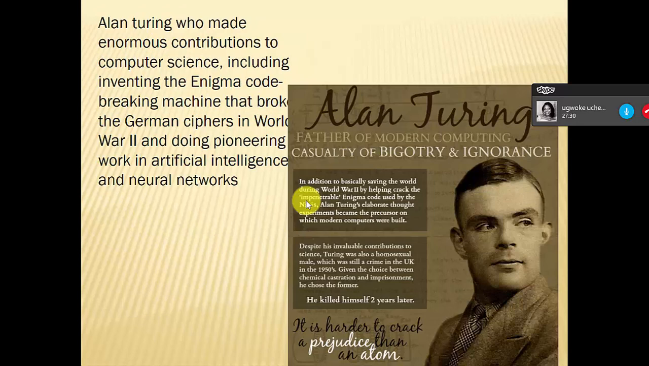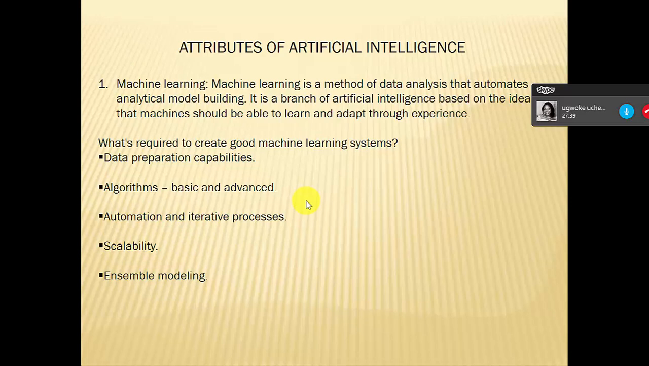We have attributes of machine learning, analysis that automates analytical model building. It's a branch of artificial intelligence based on the idea that machines are able to learn and adapt through experience. This is done with the aid of software. What is required to put a machine learning system together? We have data preparation capability, algorithm, automation, and iterative process.